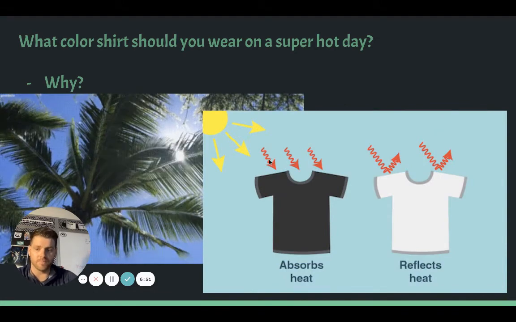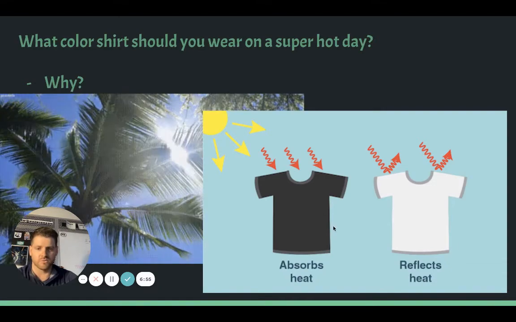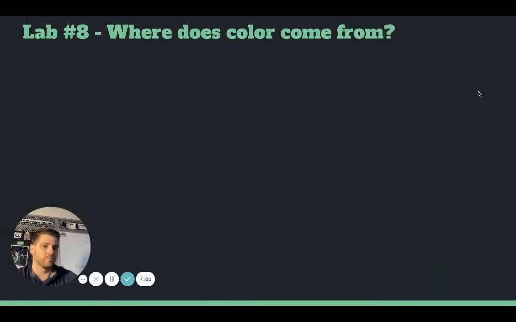Now, black is kind of the opposite. All the light gets absorbed and none of it gets reflected, which is why the black shirt ends up being extremely warm.